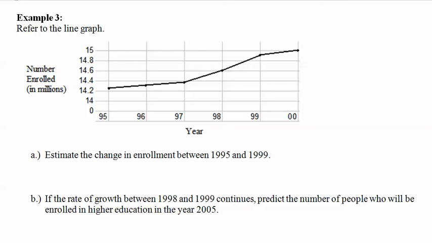Estimate the change in enrollment from 1995 to 99. About 14.25 to about 14.9. So we want to say the change. I'm going to go with 14.3 to keep the math simple. About 0.6 million, about 600,000. So it's people who signed up for something.